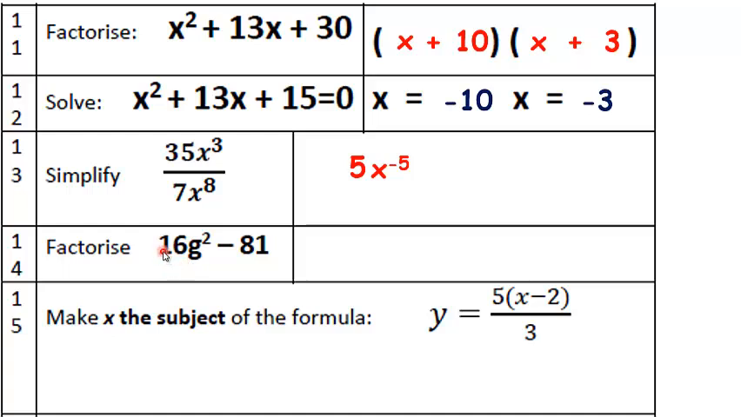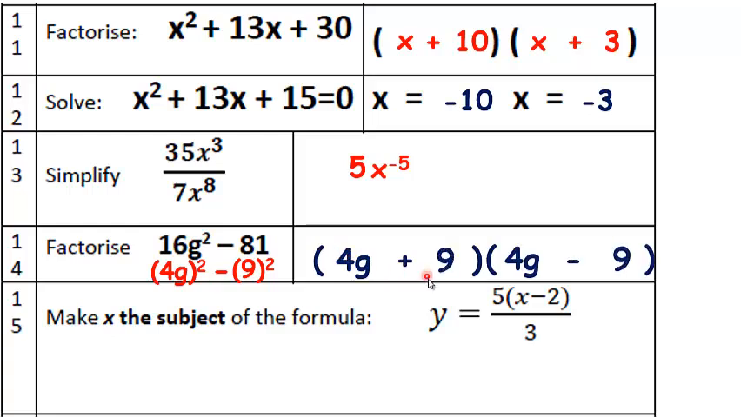Question 14. This is the difference of two squares. You need to be able to spot the square numbers here. 16 is a square number and 81 is a square number. 16g squared is 4g all squared. Take away 81, which is 9 all squared. So when I factorize that, I'm going to get 4g plus 9 and 4g minus 9. That's it. Simple as and pretty straightforward. Make sure you're okay with it and make sure you can do that.